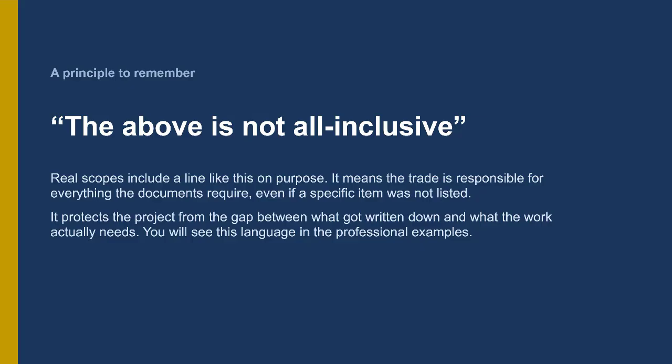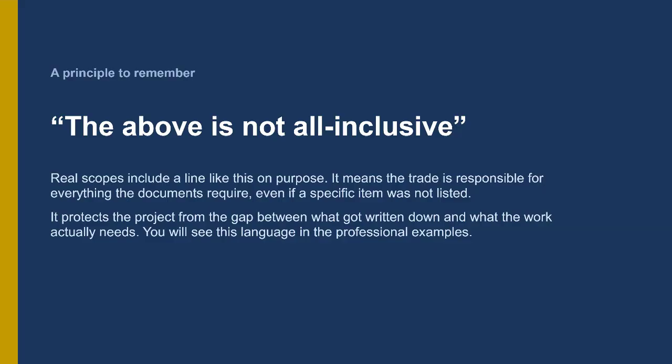The not all-inclusive line is the scope writer's protection. It means even if I forgot to list something, if the construction documents require it for your trade to do its work, you are still responsible for it. It shifts accountability from the writer to the contractor. You will see this language in the professional example in your notebook. It is the difference between a scope that puts all the responsibility on the writer and a scope that makes the contractor accountable for the totality of their trade's work.